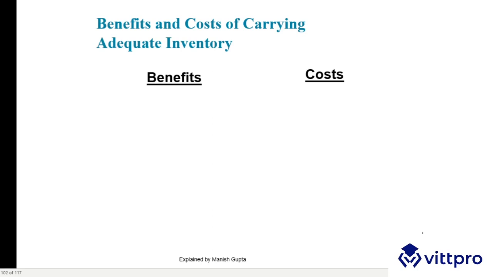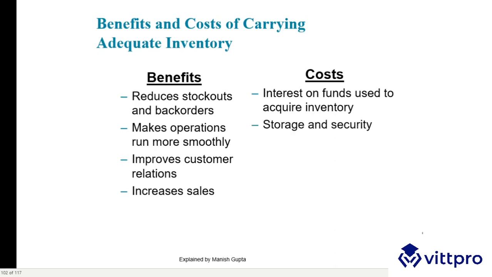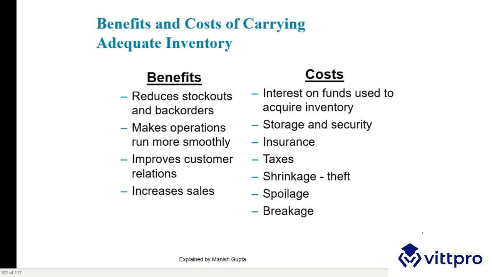The corporate finance side of inventory management is to just analyze the cost of maintaining it and the benefits coming out of it, right? So the benefits, as we have discussed, are reduced stock-outs, smoother operations, better customer relationships and increased sales, but they are not really directly measurable. The costs, however, are measurable, right? So: interest on funds used to acquire inventory, storage, security, cleaning, insurance, taxes, theft, spoilage, and breakage. So these are the normal costs of maintaining any kind of inventory, whether it's adequate or extra.